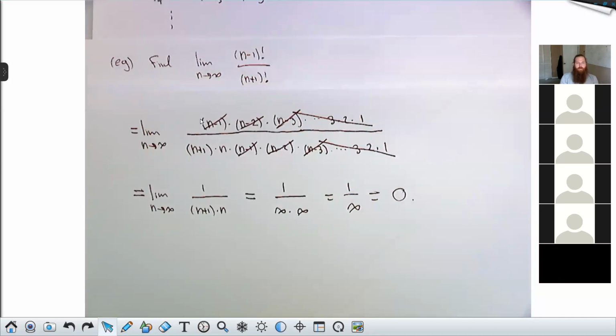But this procedure of expanding and simplifying factorials, this is important. Not just for this section, but for the sections that come after. Not even just in the sequence chapter, but in the series chapter and in the power series chapter.